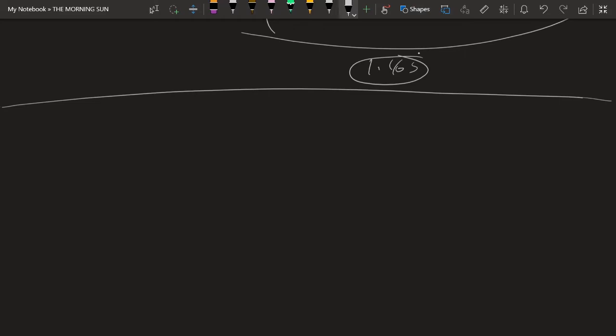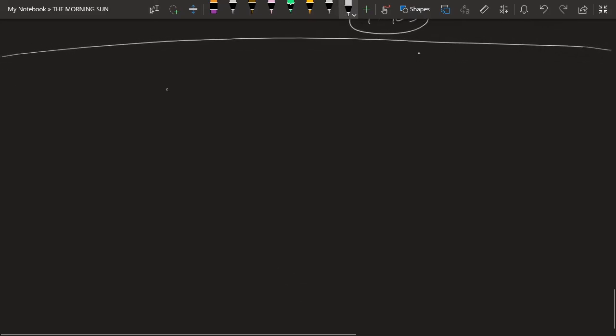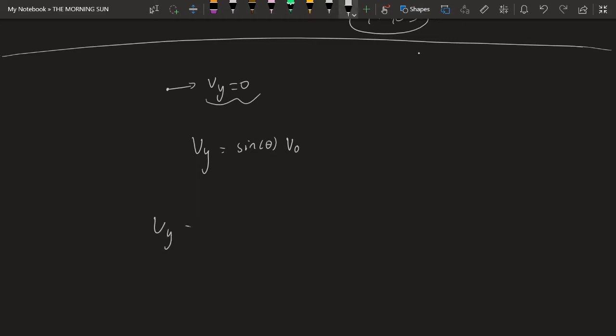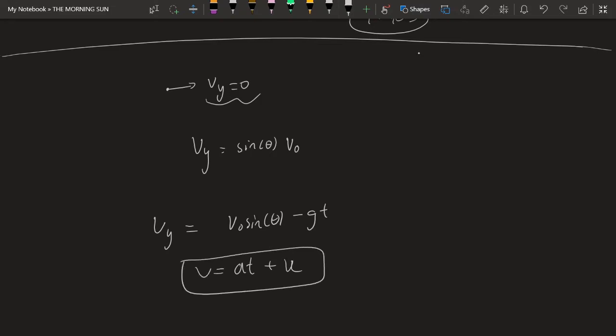The way they did it is at the maximum height, the y component of the velocity is 0. That makes sense because if you're at the maximum height, your velocity is 0, right? So Vy is equal to 0. We also know that Vy is equal to sine theta multiplied by V0. And if we take the positive direction to be upwards, Vy is equal to V0 sine theta minus gt. We also derived this in the previous video. It's literally like saying at plus u is equal to v.